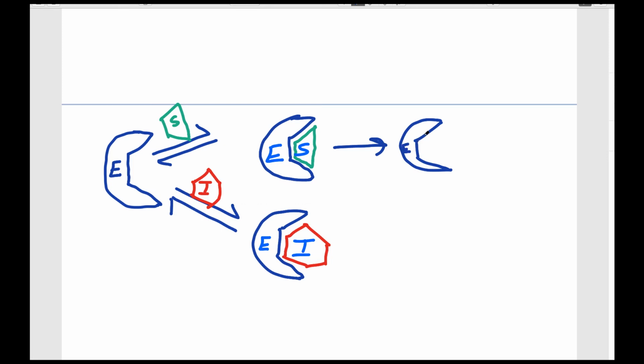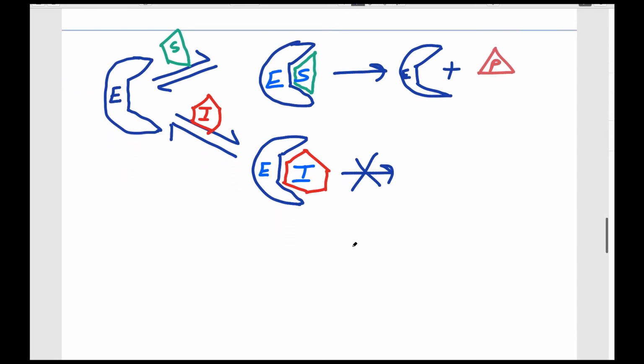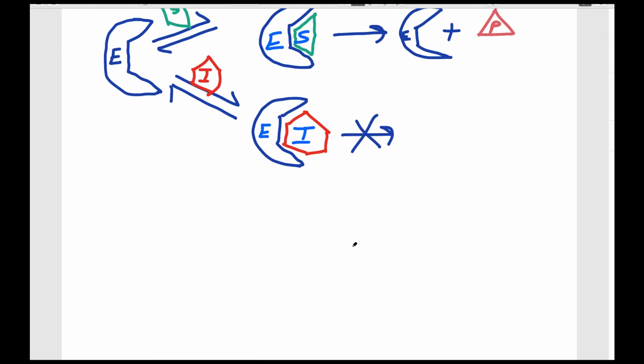This is the enzyme, and so there is a formation of a product. Product formation has taken place. Here, what happens in this case? Enzyme inhibitor. Here, there is no further reaction. Enzyme inhibition is taking place. The inhibitor can occupy the catalytic site, but there is no catalysis. There is no product formation.